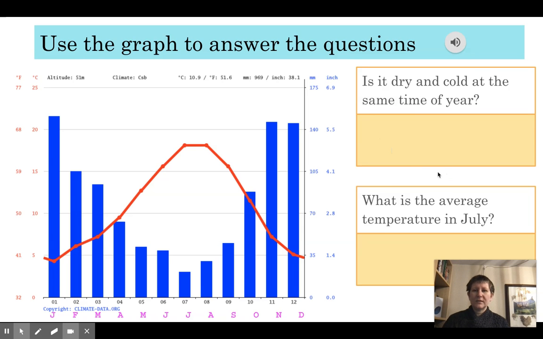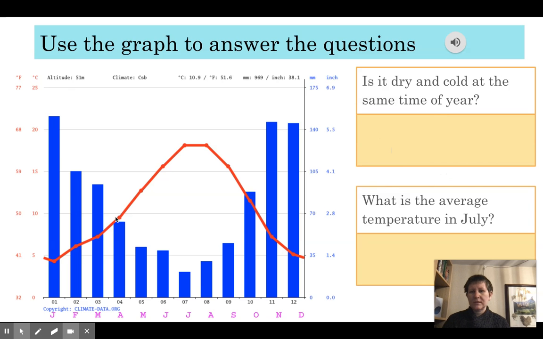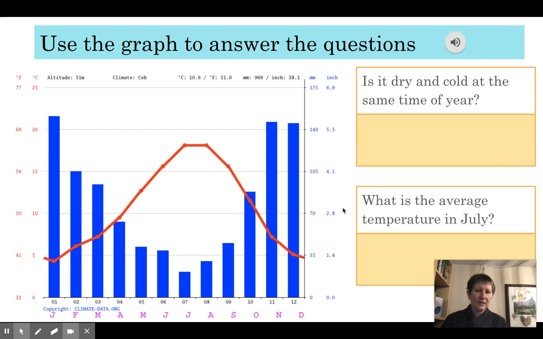And so you'd look for when it's dry, which you're going to use the blue bars for rainfall. So when they're lowest, that would be when it's dry. And you're going to look for when it's cold, which is this red line. When the red line is lowest, that's when it's cold. And you're going to decide if those happen at the same time of the year.